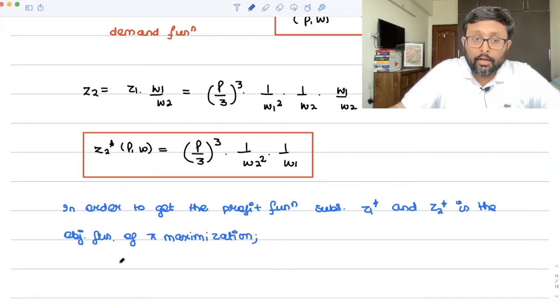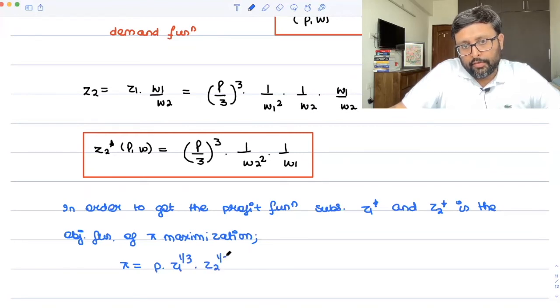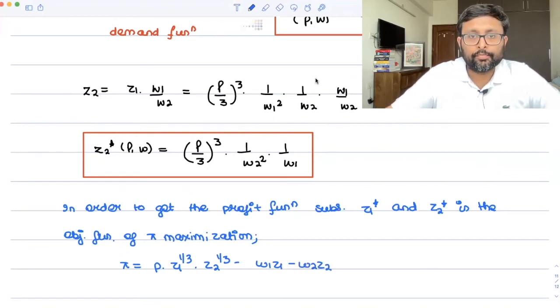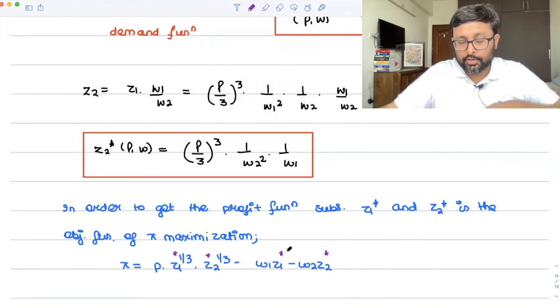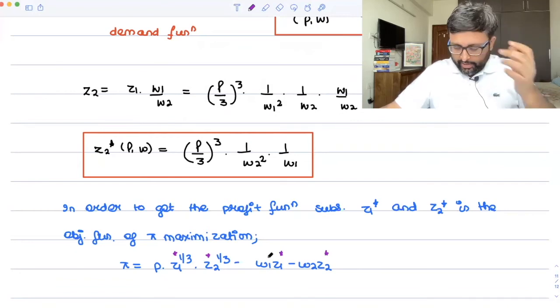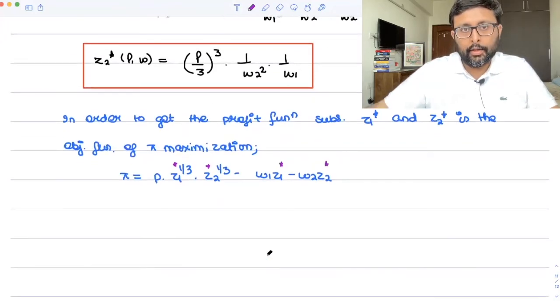So what is that? That is P Z1 to the power 1 by 3, Z2 to the power 1 by 3, minus W1 Z1 minus W2 Z2. Right? And wherever Z1, Z2 are there, you just put Z1 star, Z2 star, which you have already calculated. Right? Now, this is going to look a little messy.